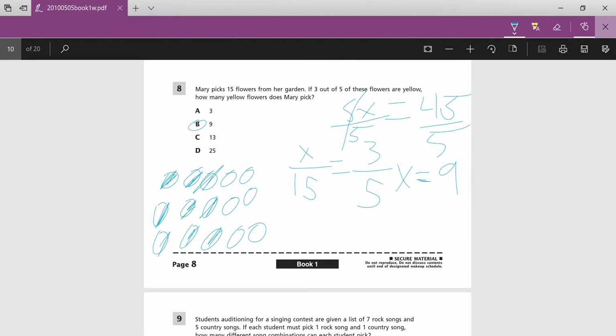So 8. Mary picks 15 flowers from her garden. If 3 out of 5 of these flowers are yellow, how many flowers does Mary pick? There's 2 types of ways that you can do it. You can definitely have 3 rows of flowers, 5 flowers, and then circle in 3 and shade in 3 on each row, which would give you 9 right over here.